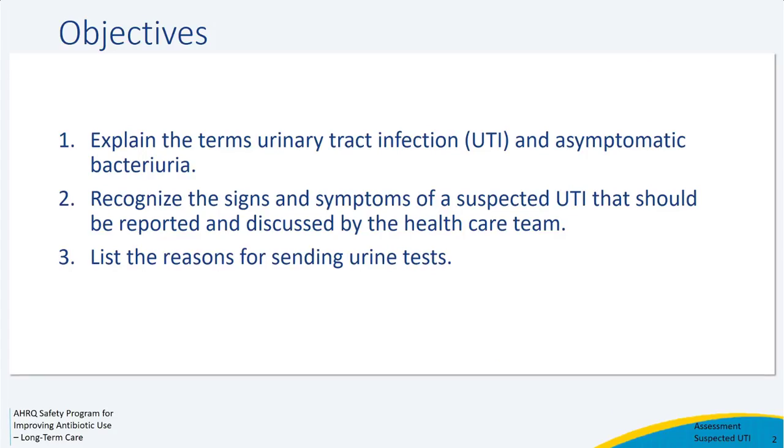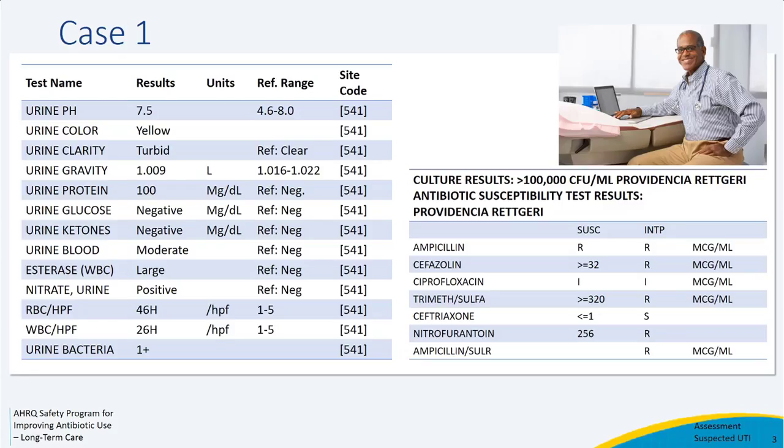At the end of the video, you will be able to explain the terms urinary tract infection and asymptomatic bacteriuria. You will also be able to recognize the signs and symptoms of a suspected UTI that should be reported and discussed by the healthcare team. Finally, you also will be able to list the reasons for sending urine tests. The goal of the video is to help you make better decisions about antibiotic prescriptions and improve the care of your residents. Let's get started.